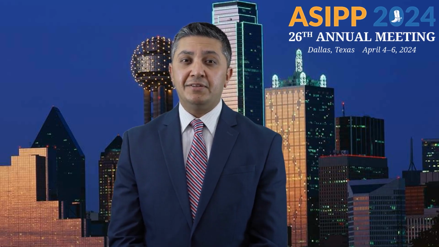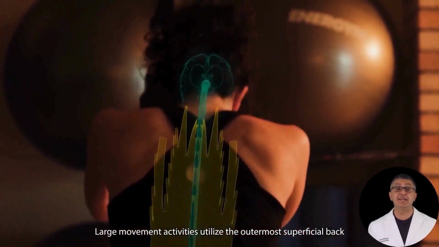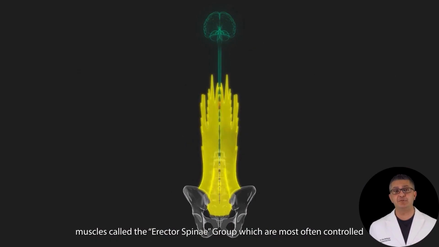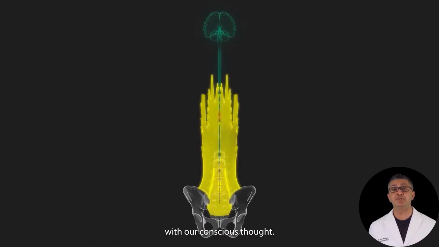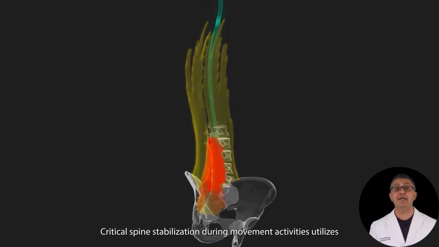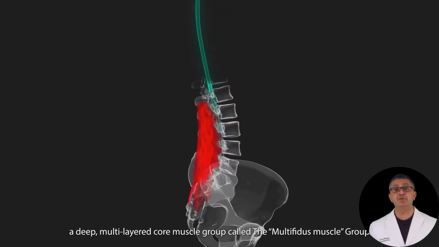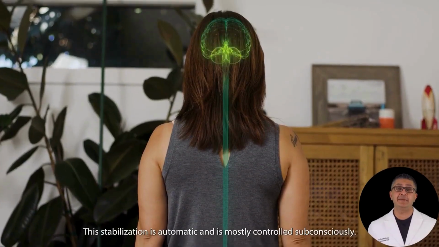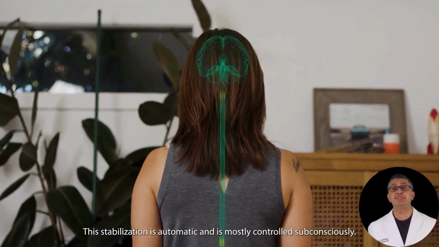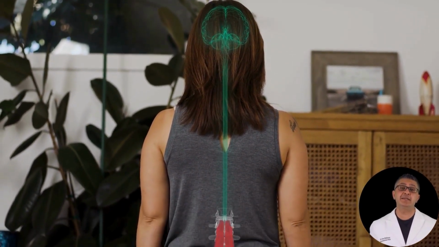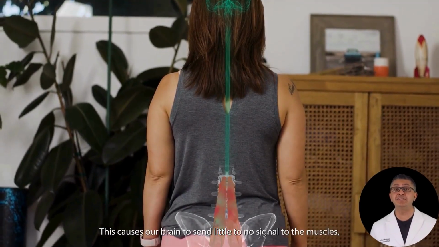Absolutely. Here is a short example of multifidus dysfunction education. Large movement activities utilize the outermost superficial back muscles, called the erector spinae group, which are most often controlled with our conscious thought. Critical spine stabilization movement activities utilizes a deep, multi-layered muscle group called the multifidus muscle group in our lower back. This stabilization is automatic and is mostly controlled subconsciously. Neuromuscular control can become muted or inhibited due to injury. This causes our brain to send little or no signal to the muscles.